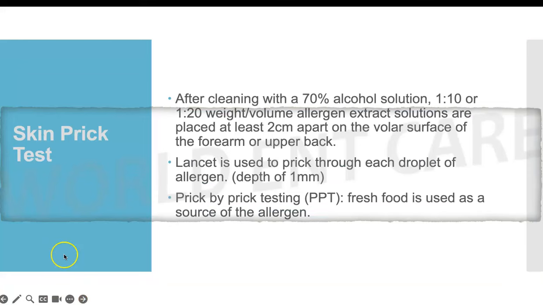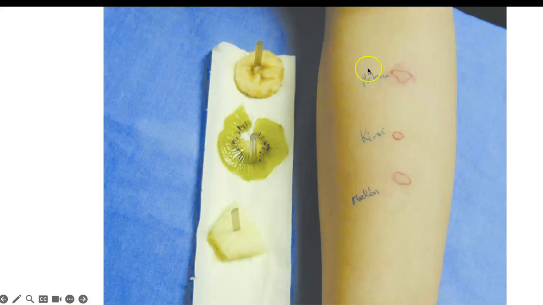Now first, let's talk about the skin prick test. Now the skin prick test can come as a separate question for you guys, okay. Now after cleaning with a 70% alcohol solution, 1:10 or 1:20 weight by volume allergen extract solutions are placed at least 2 centimeters apart, okay, this is important. So these allergen extracts are kept 2 centimeters apart at the volar surface of the forearm or upper back. It is mainly done on the forearm like this, okay.